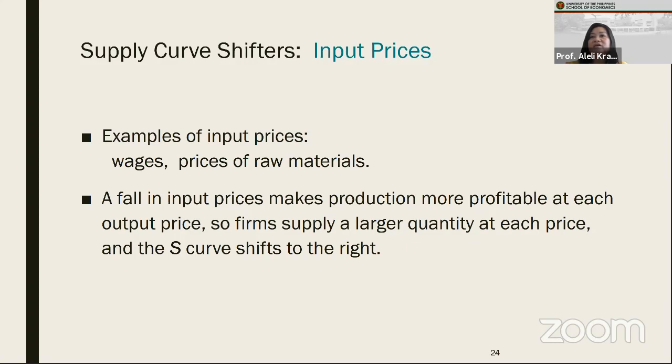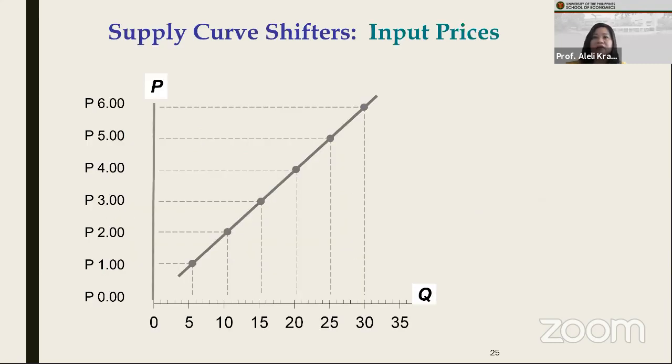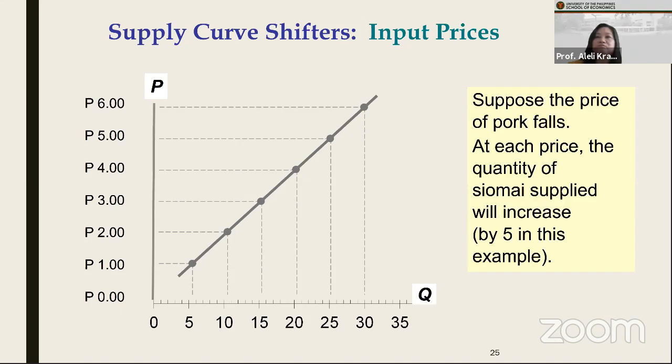Okay? So the net effect of this is that a fall in input prices would increase the supply. Suppose the price of pork falls. At each price, the quantity of siomai supplied will increase. Because now pork, which is the main ingredient for your siomai, is now cheaper, then firms would be willing to supply more at each output price. And therefore, we can see that now the orange is the shifted supply curve.